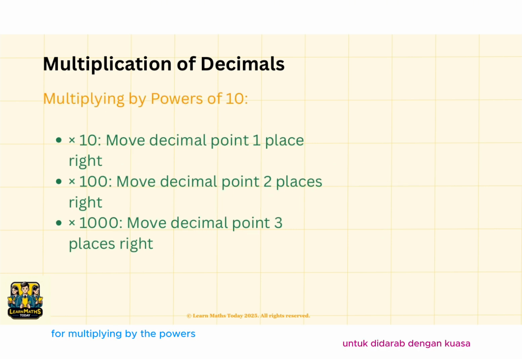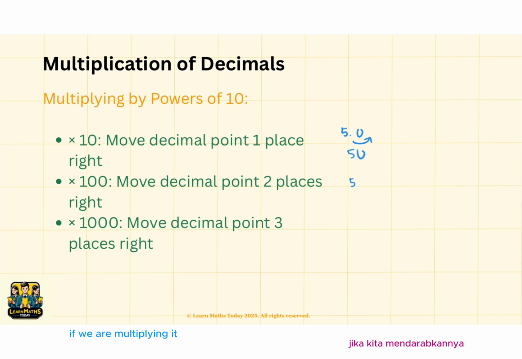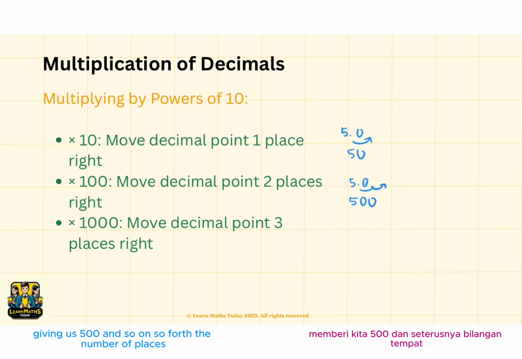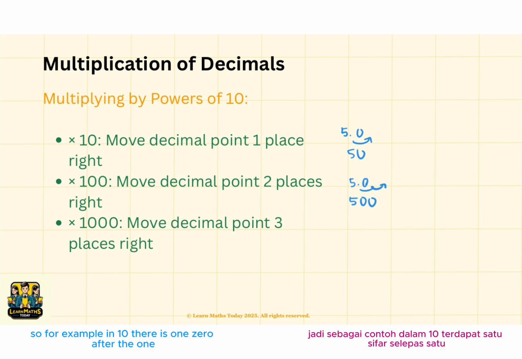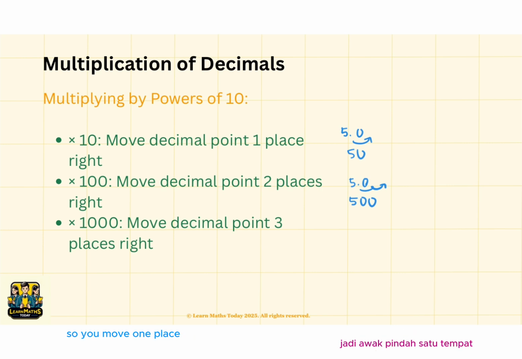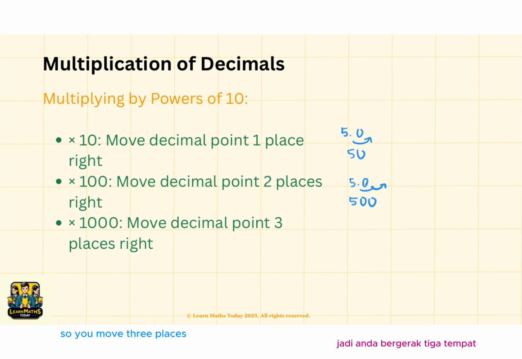For multiplying by the powers of 10, we will move the decimal points accordingly. For example, 5 can be written as 5.0. If we multiply it by 10, we will move it one place to the right, giving us 50. If we are multiplying it by 100, we'll move it 2 places, giving us 500, and so on and so forth. The number of places you move is the same as the number of zeros behind the 1 in the power of 10. So for example, in 10, there is 1 zero after the 1, so you move 1 place. In 1,000, there are 3 zeros behind the 1, so you move 3 places.